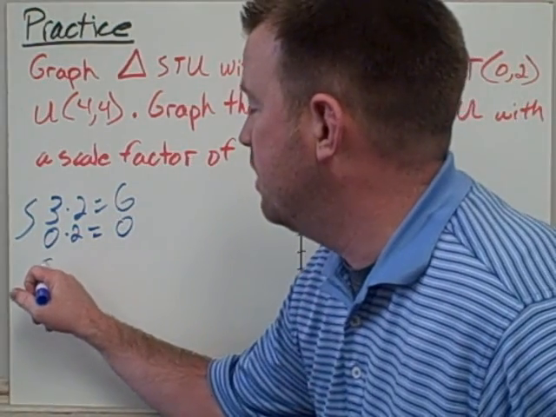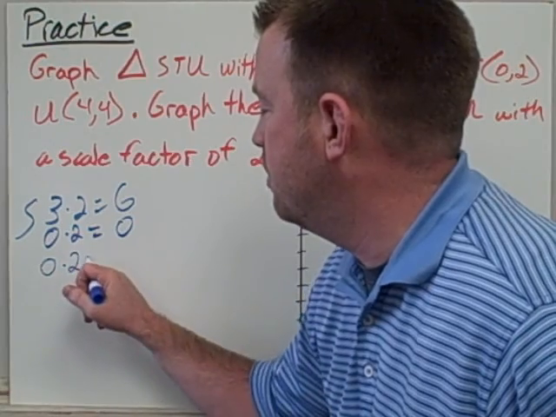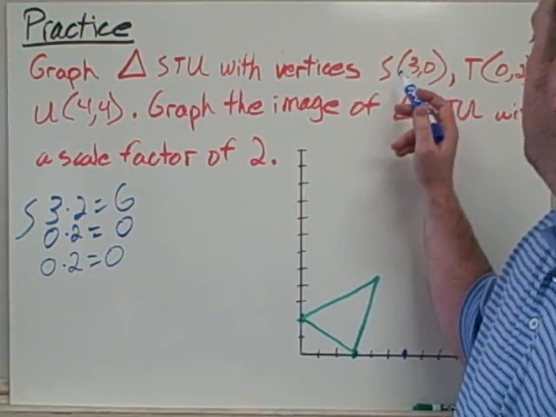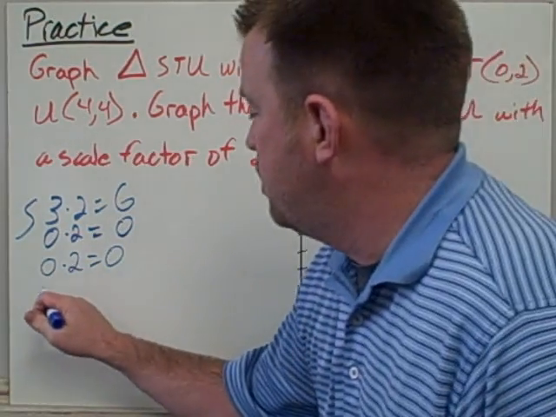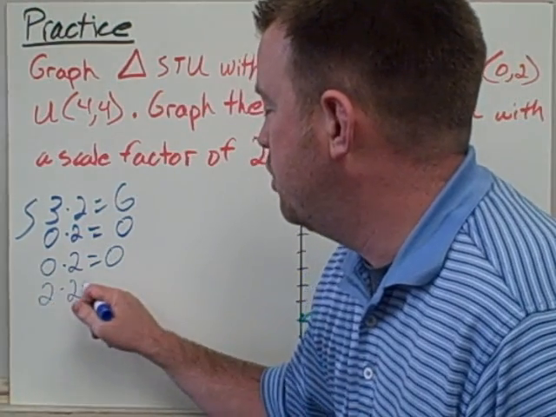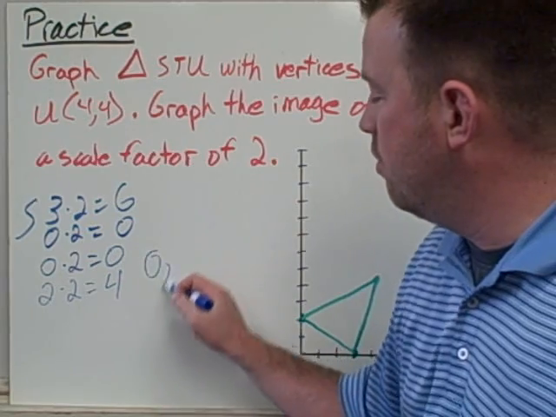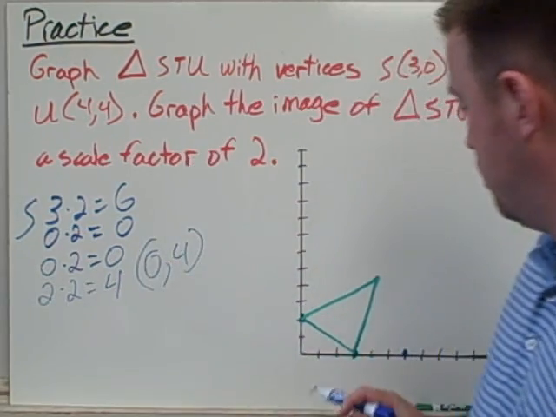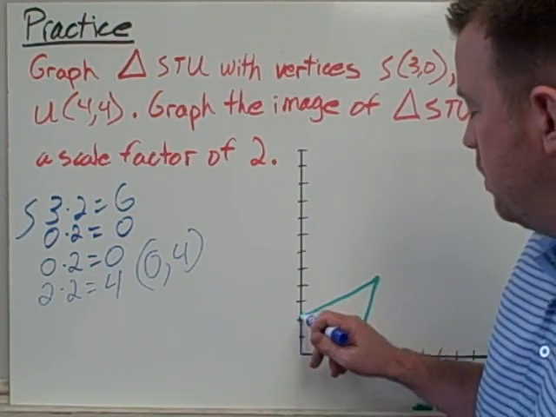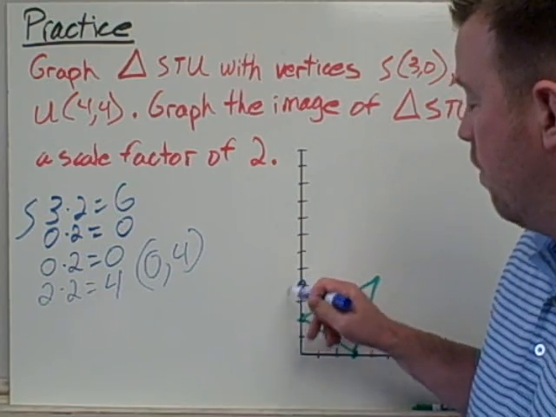Then let's look at the point at 0, 2. So the x value is 0. We multiply that times 2, and we get 0. The y value is 2. We multiply 2 times 2, and we get 4. So the new ordered pair is at 0, 4. So we go 0, and we go up 1, 2, 3, 4.